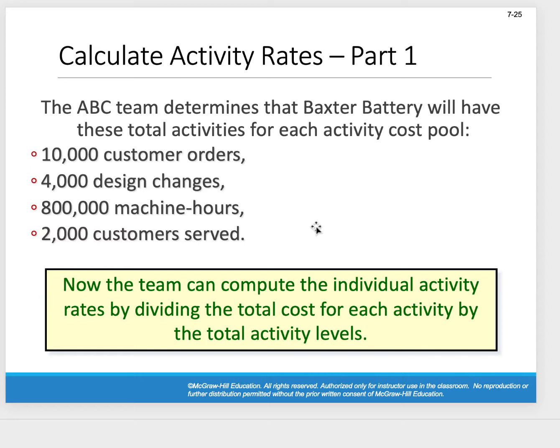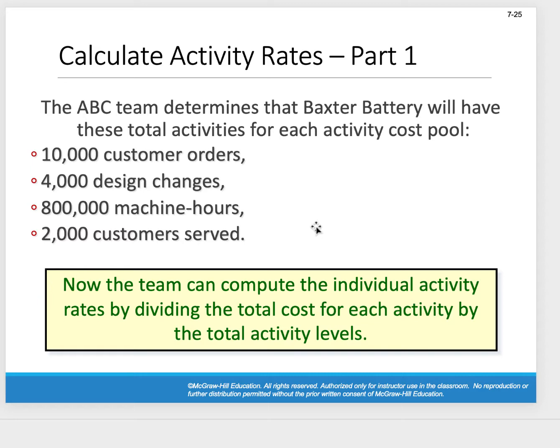Okay, so since we're going to step 3, calculate the activity rates, we need to know what activity do we expect, right? So again, we're going to use some estimates here, and we're going to say that the team determined that we're going to have total activities for each of the following cost pools. We're going to have 10,000 customer orders for the year. Okay, great. We're going to have 4,000 design changes. Okay, we're going to use 800,000 machine hours, and we're going to serve 2,000 customers.